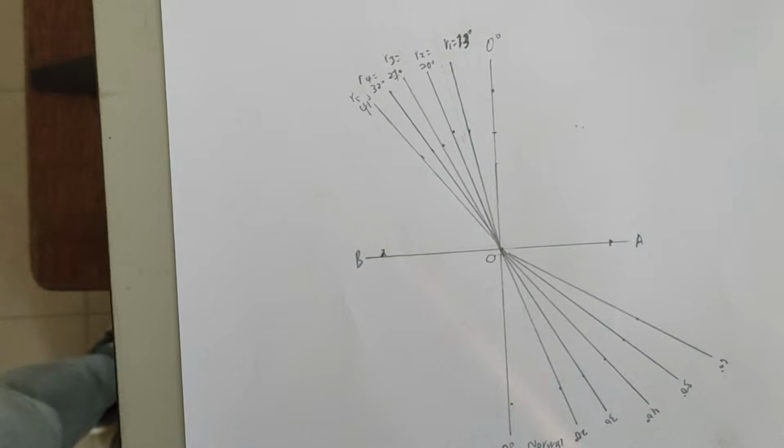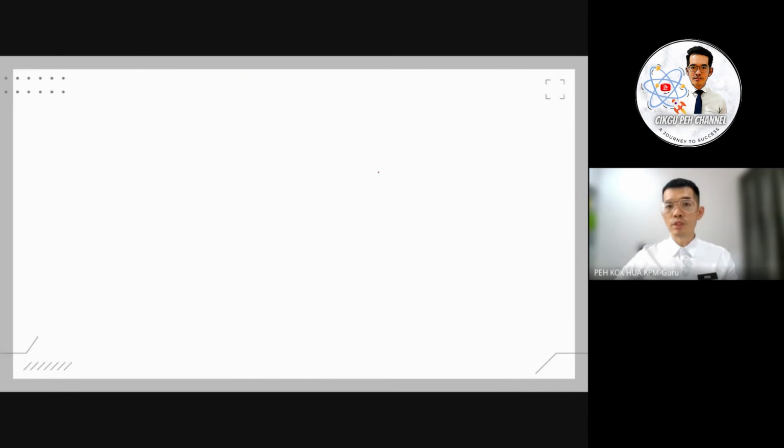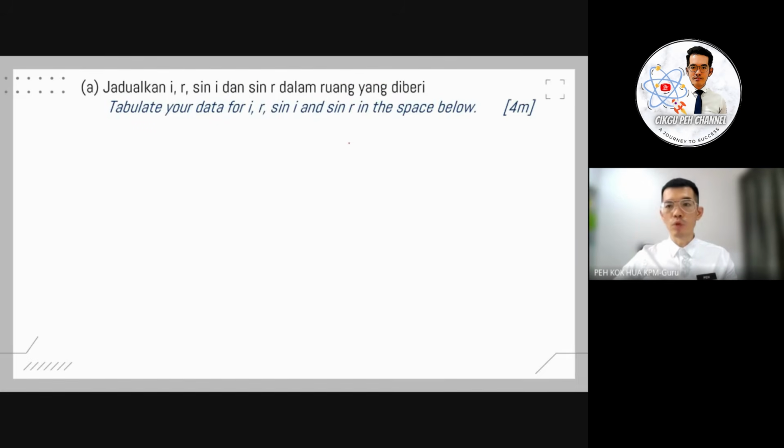Thank you. After watching the simulation, you must already be very clear on how to conduct experiment 6.1. And now let us go through the question together. The total mark of the question will be 15 marks. This is question A. Tabulate your data for I, R, sin I, and sin R in the space below.